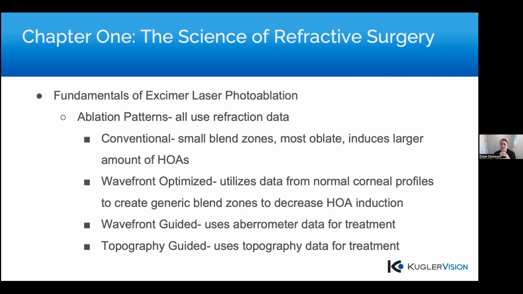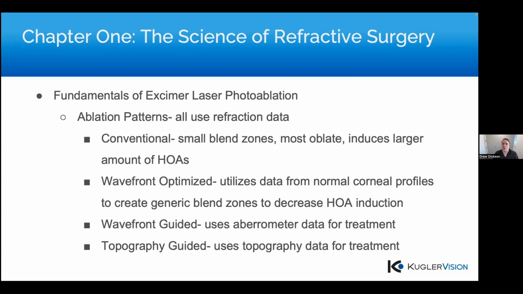The optical zone in a myopic ablation is the central treatment zone, and the blend zone reflects the areas outside of the optical zone that you're treating. There really weren't many blend zones early on with conventional lasers, and because of that, more higher order aberrations were induced. So with myopic LASIK, you would get more positive spherical aberration. Because of these higher order aberrations, other technologies were developed.